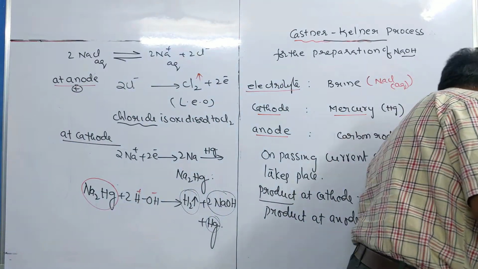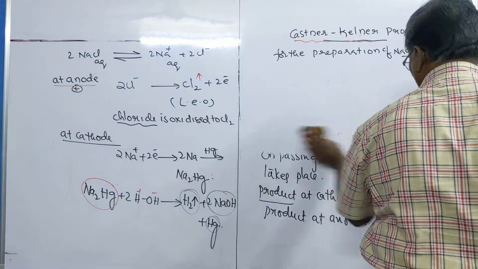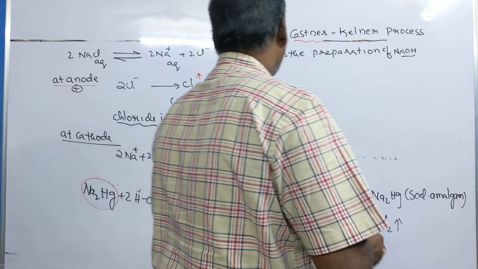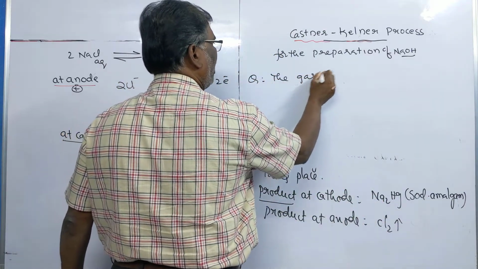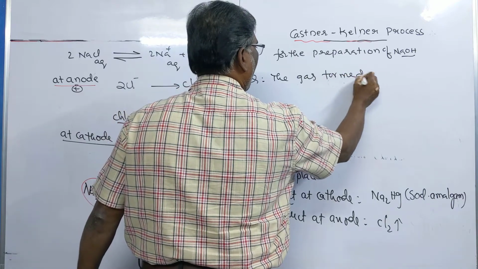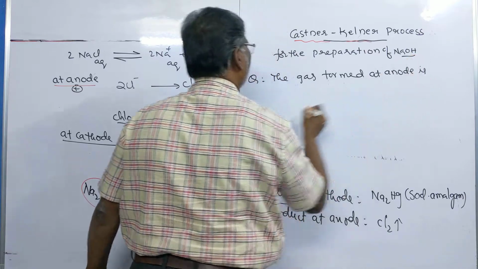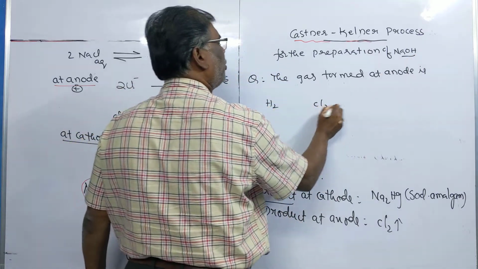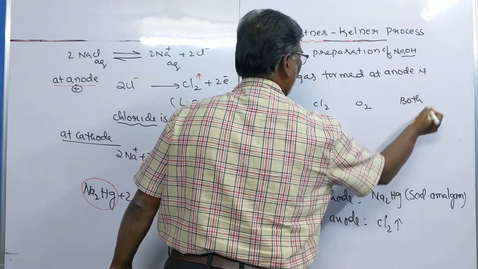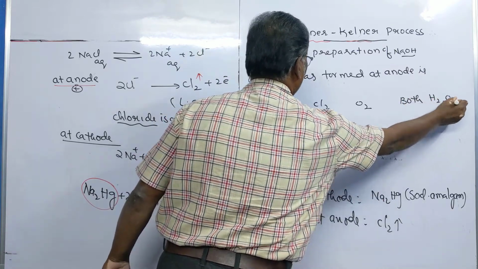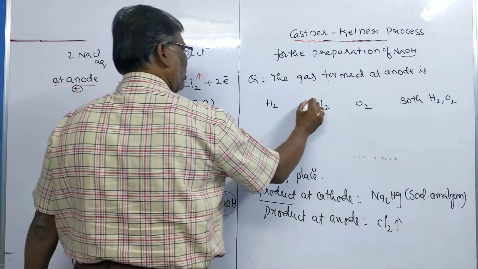Now what are the questions they are asking? The first question is, the gas formed at the anode is what? Hydrogen, chlorine, oxygen, or both hydrogen and oxygen. So what is the right answer? The gas formed at the anode is chlorine.